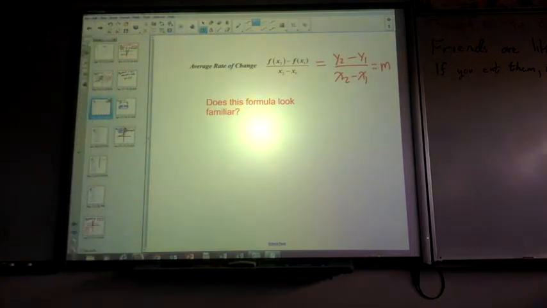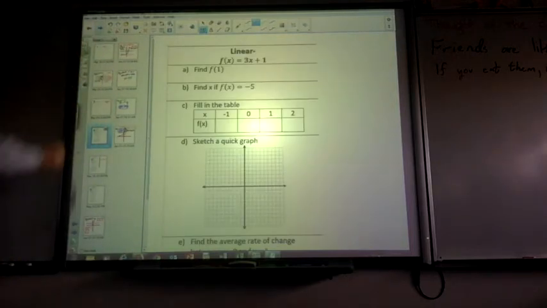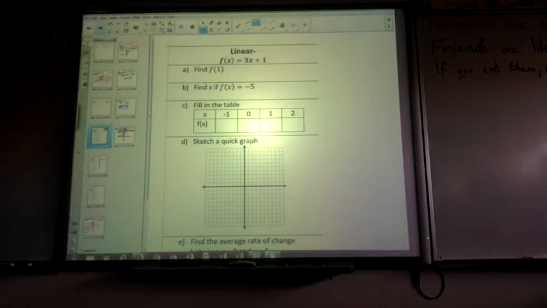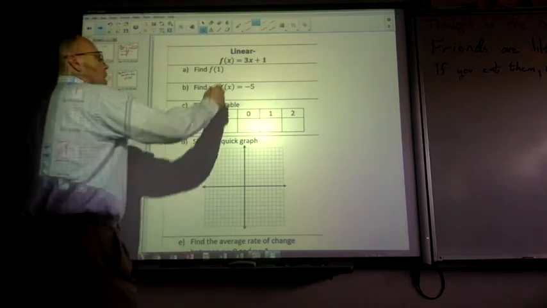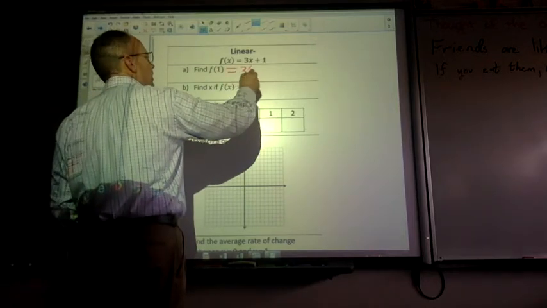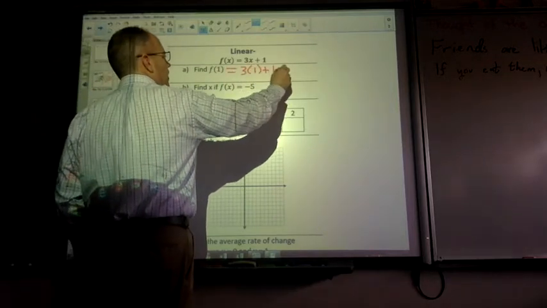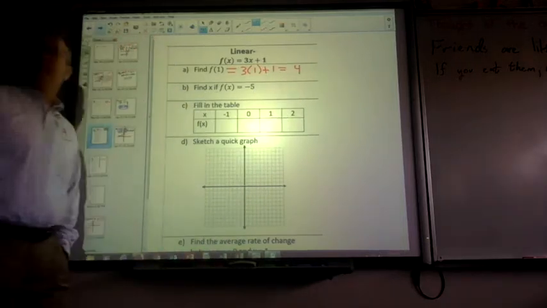So let's get there. That's the first grid, yes? It's a linear equation. If I want to find the function at 1, that means I'm going to go 3 times 1 plus 1, which comes out to 4. Agree?